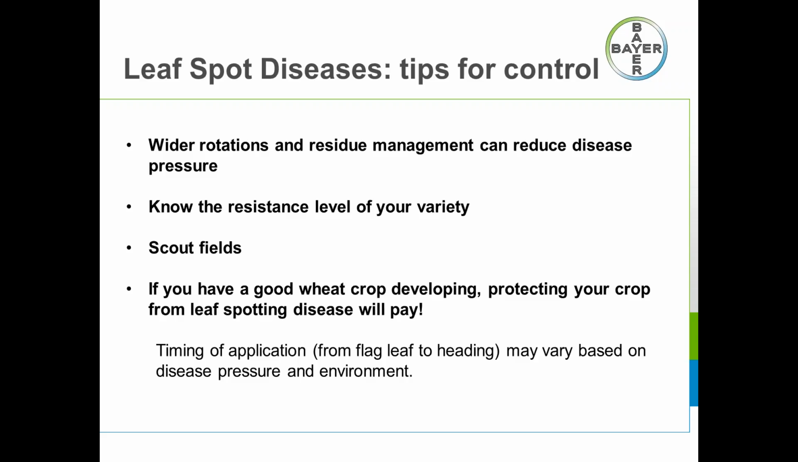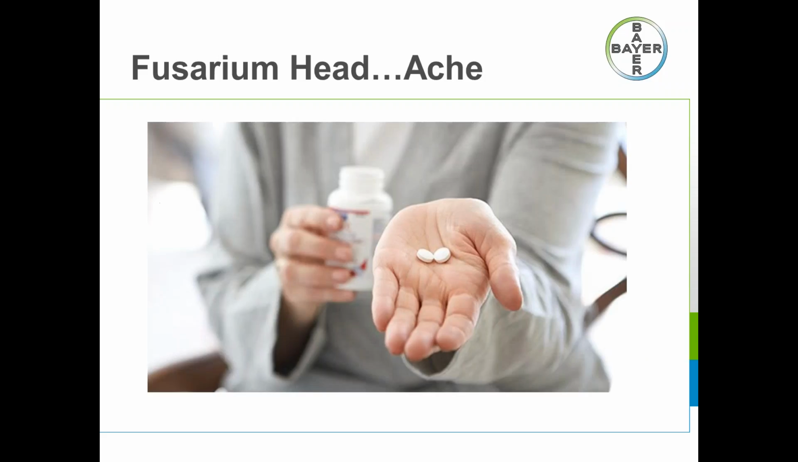Fusarium head blight can be quite a headache. It's a nasty disease, and it's becoming more common in Western Canada. It's tending to move west over time from Manitoba to eastern Saskatchewan, and now it's becoming more common in Alberta than it ever was. It's a very important disease to manage, and it can be quite devastating.